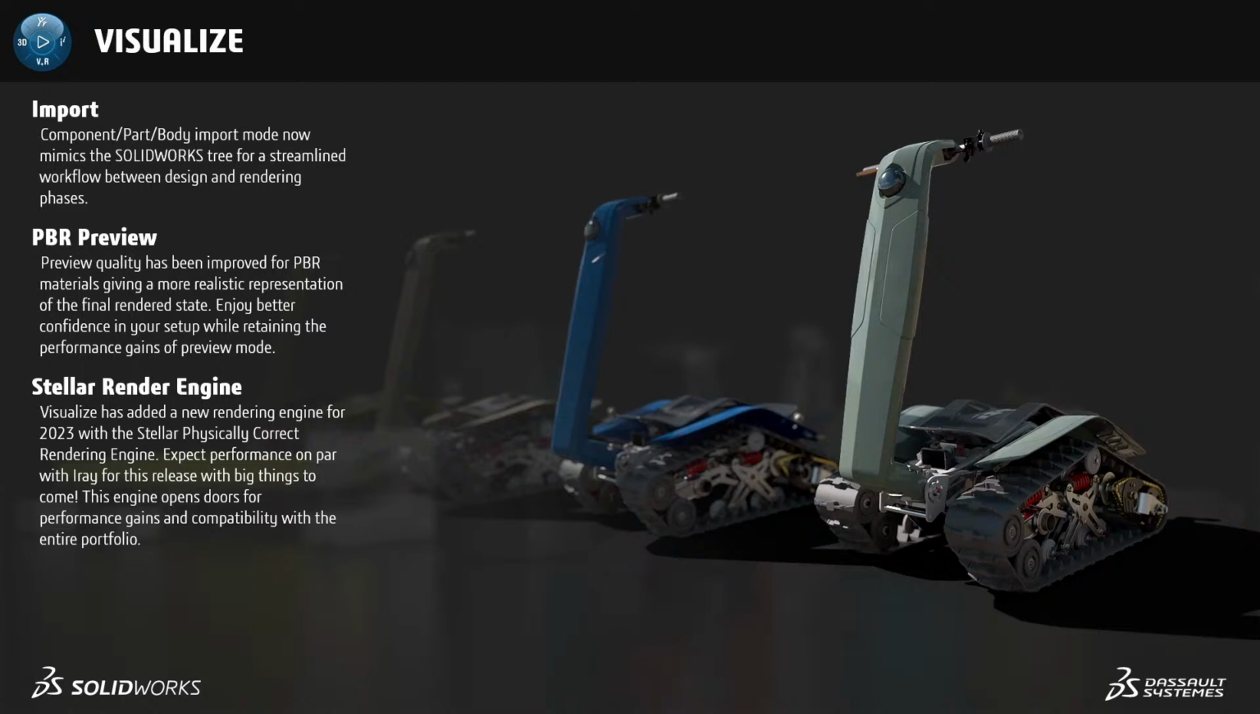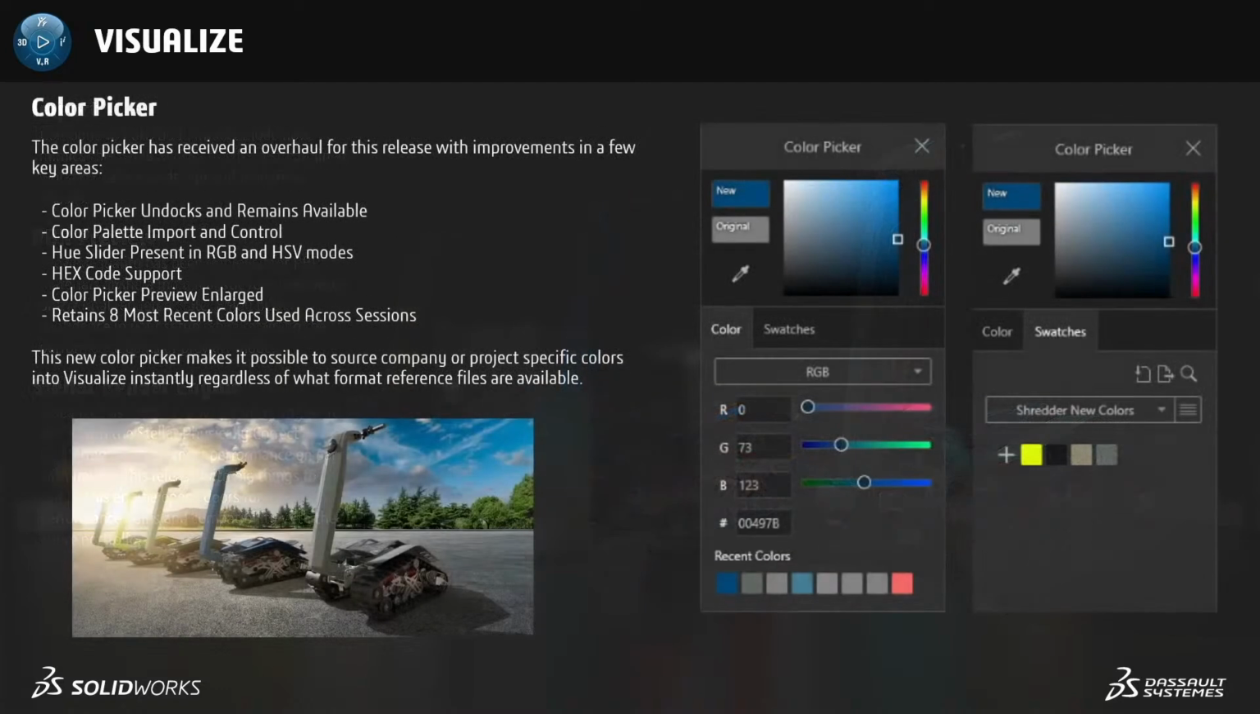Now, when it comes to PBR materials, if you're familiar with PBR materials, the preview for the appearance of these has been improved in preview mode, which allows you to pan around and then you get a better idea of what it's going to look like when you process your final render. And then we've also introduced the Stellar Render Engine, which is driven by Dassault Systemes. So in terms of this release, you're probably not going to notice a ton of performance difference between these two engines. However, this gives us a lot of flexibility in future releases to have really great enhancements, as we'll be able to drive the engine as well.